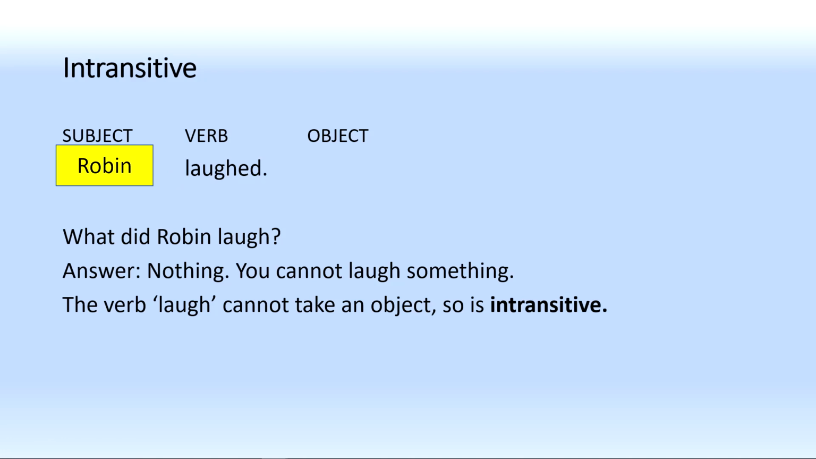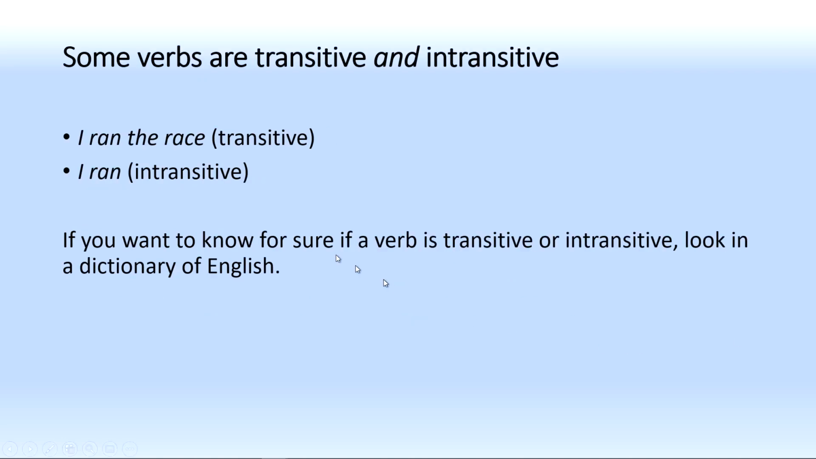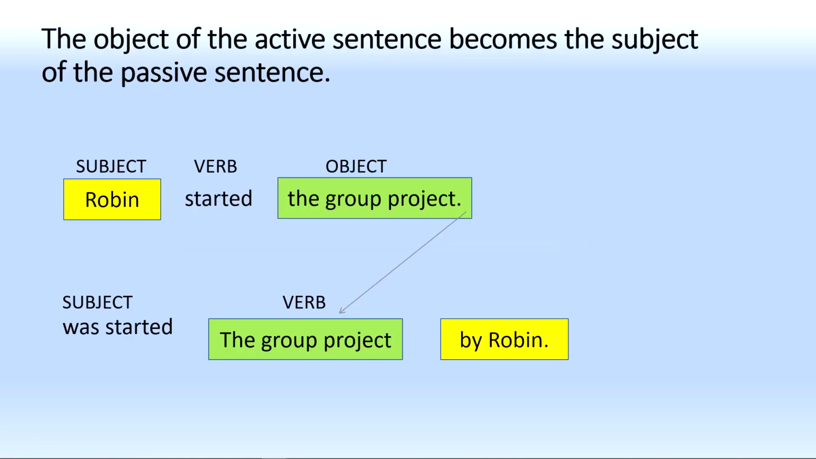So let's keep going. Here are some verbs that are both transitive and intransitive. That's true, right? I ran the race, transitive. I ran, intransitive. Are they both complete sentences? Yes, right? So if you want to know for sure if a verb is transitive or intransitive, look in the dictionary of English. Absolutely, that's true. You can do that. It should tell you if it's trans or intrans, right? Here I'll give you some more information.